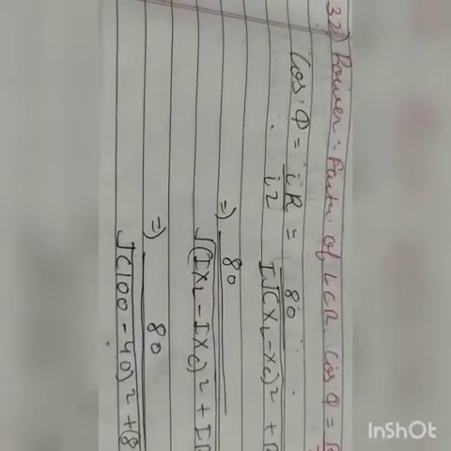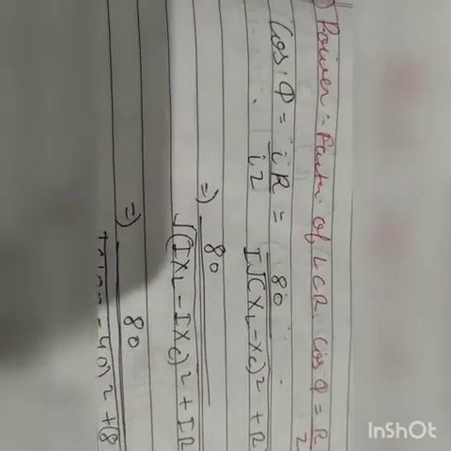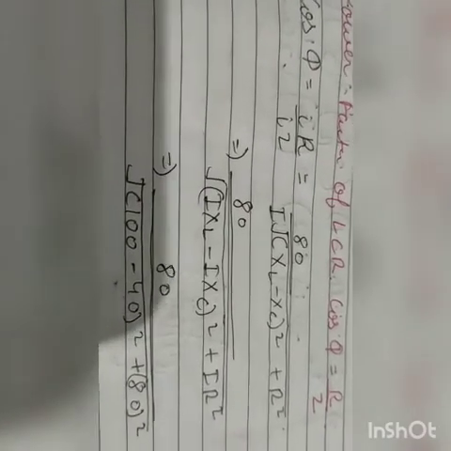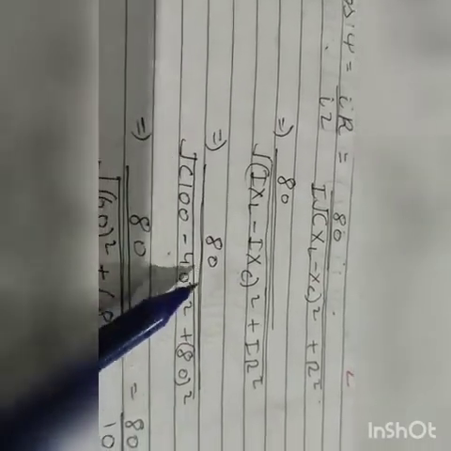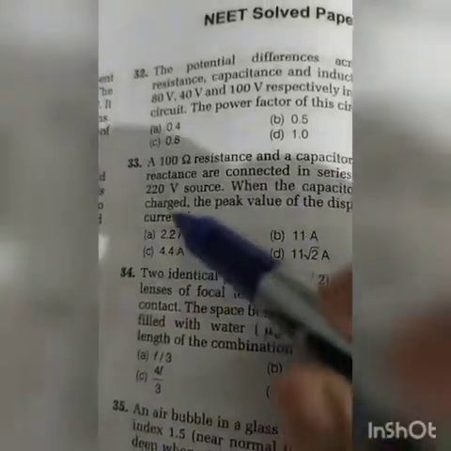So as we know, the power factor of an LCR circuit, cos phi, is equal to R by Z, that is resistance by impedance. So cos phi is also equal to IR by IZ. We just multiplied the numerator and denominator by I. So it is 80 by I times root of (XL minus XC) square plus R square. So here we will put I in both of the cases, and put down the values, and it comes out to be 80 by 100, that is 0.8. So our correct option here is 0.8.